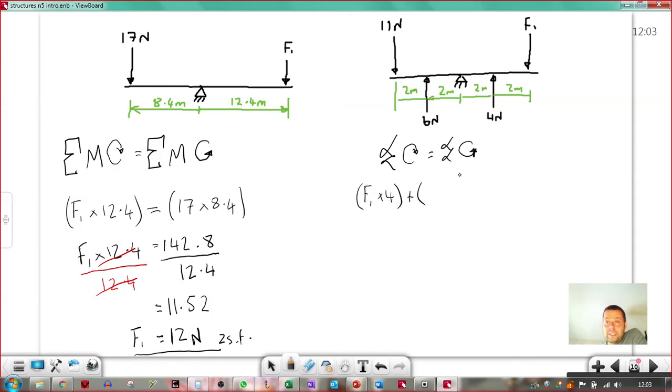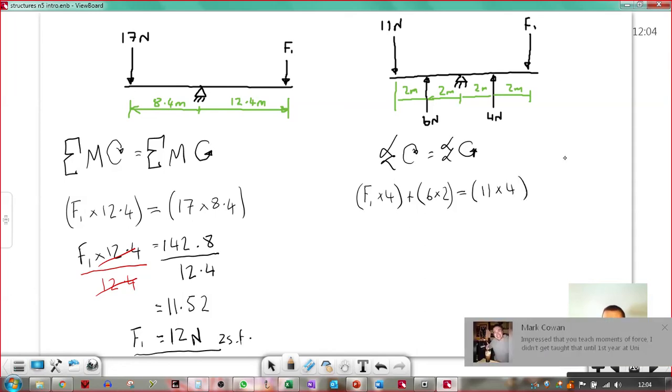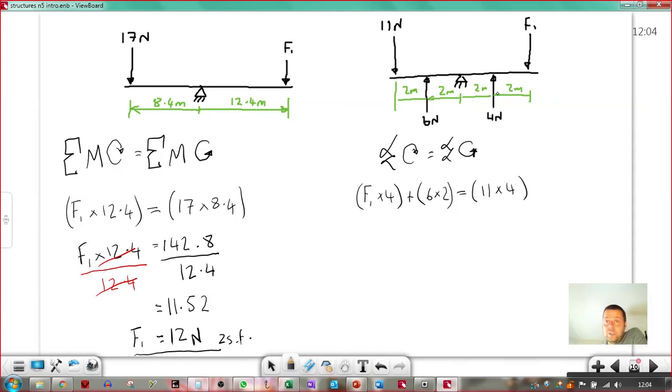And then we add that to any other clockwise moments. The 6 newtons force will generate a clockwise, and its distance is 2, so that's 6 times 2. That's all of the clockwise moments. Let's find our anti-clockwise moments. 11 multiplied by its distance to the fulcrum is 4. And any other anti-clockwise moments? Yes, we'll put that 4 multiplied by 2.